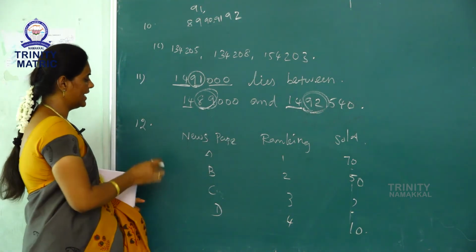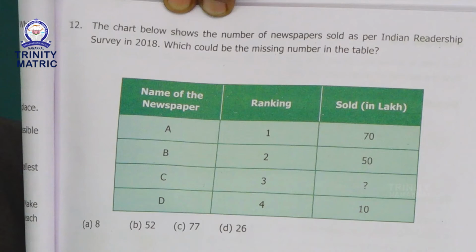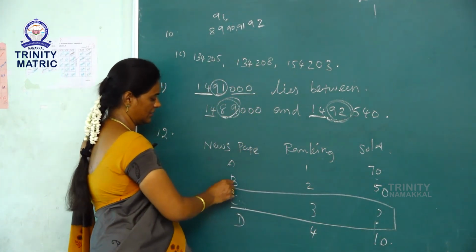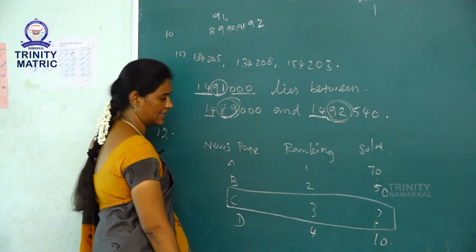Next, see the 12th question. The chart below shows the number of newspapers sold as per the Indian Readership Survey in 2018. Which could be the missing number in the table? See here, the name of the newspaper is given, ranking given, sold in lakhs. See, newspaper A sold 70 lakhs, newspaper B sold 50 lakhs. Here we have to find how much newspaper C sold. Then D is given as 10 lakhs.